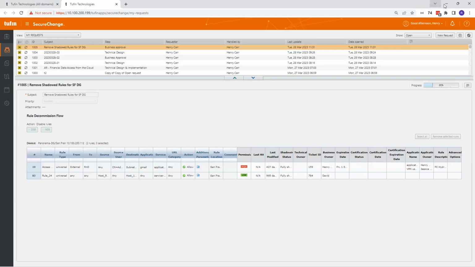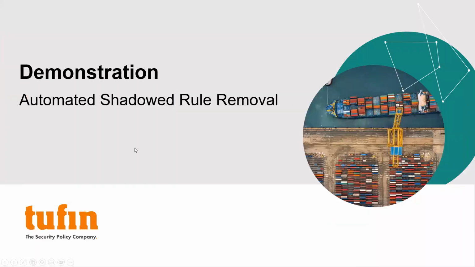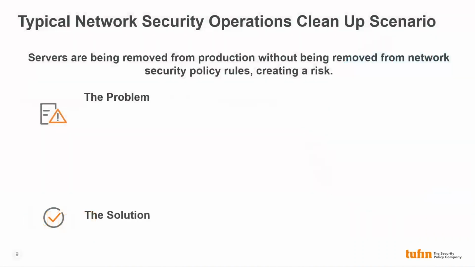Okay, so let's go back here. Again, it's not just shadowed rules I could have disabled, although that's the one I chose for this one. It could have been rules that have not been hit for the last year, right? I could have called that out as well. Or maybe rules that have a violation, or rules that are tied to an application that's been removed. So just shadow is one example of a cleanup initiative. So let's go to the next slide.